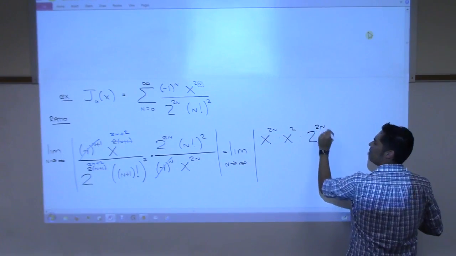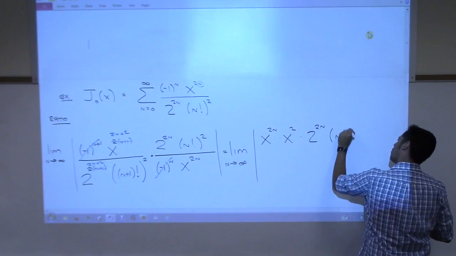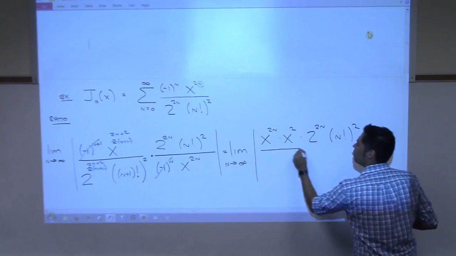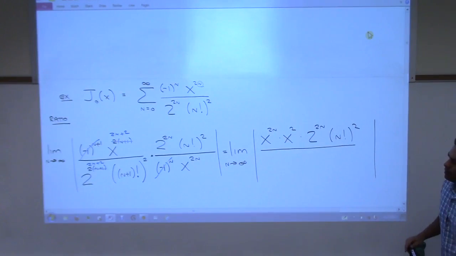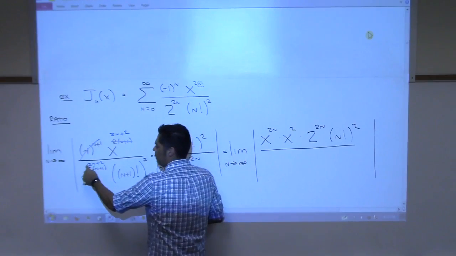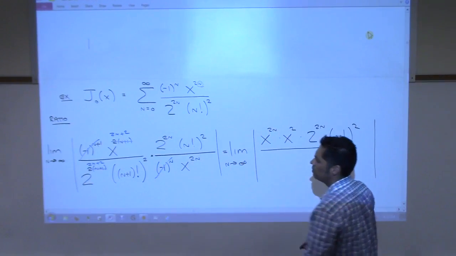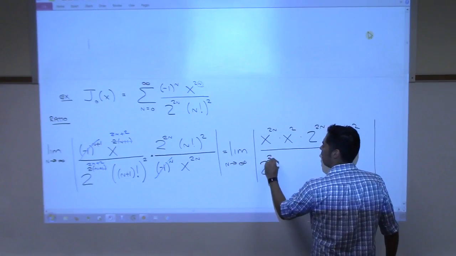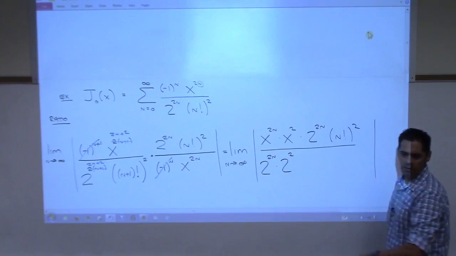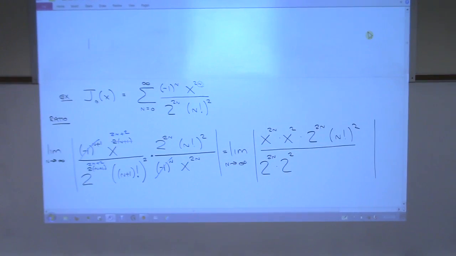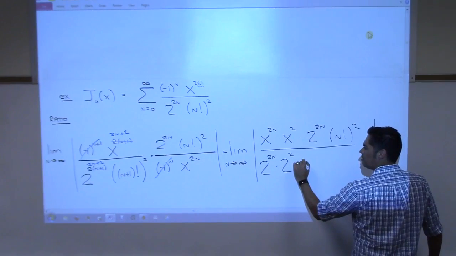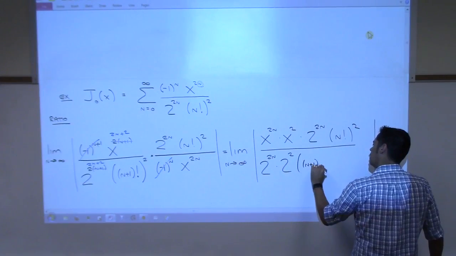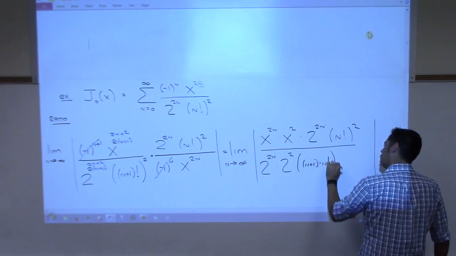What's still on top? I'm going to put them all together. 2 to the 2n, and then n factorial squared. Yeah? Okay. Over this right here. 2 to the 2n plus 2 is going to be 4. Well, can I just do 2 to the 2n times 2 squared, and then I'll turn it into a 4. That okay? What's still here? (n+1) factorial squared. How about this? (n+1) times n factorial, all squared.